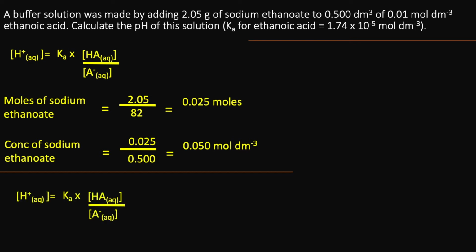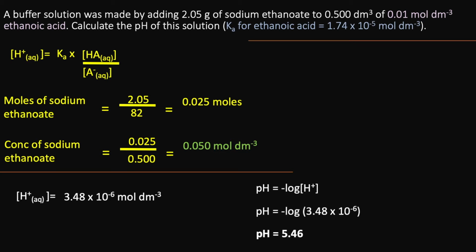And we can then substitute our values into our expression for Ka. We know Ka, which was in the question. They told us the concentration of ethanoic acid, and we've worked out the concentration of ethanoate ions, and so we can work out our concentration of H+. And from that, we can pop that into our pH equation to find our pH of being 5.46.